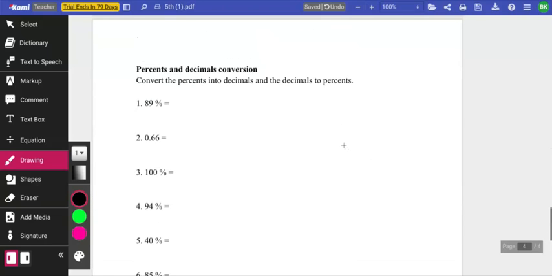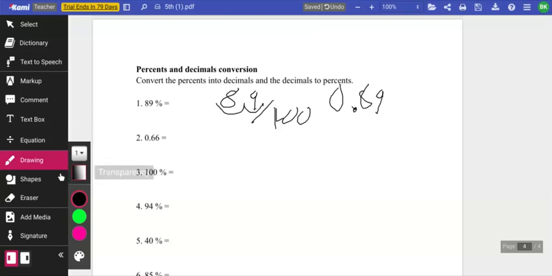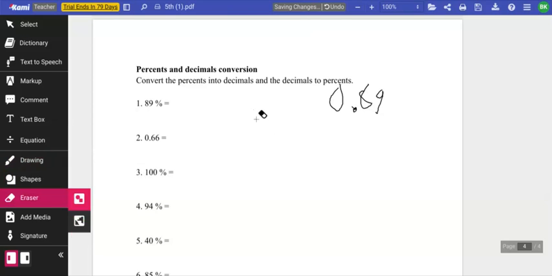And then for percent and decimals, we have 89% for number 1. This is 89 over 100, which is equal to 2 decimal places, 2 zeros. So we go left with the decimal place. So 0.89 is the answer for number 1.